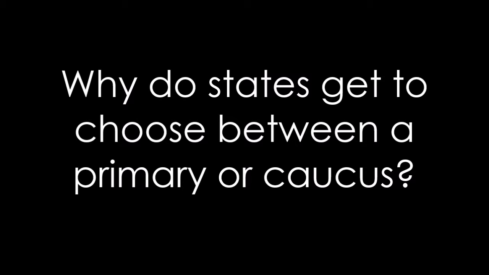I'm sure of the many things this video has made you wonder about, it has been nagging your brain as to why each individual state has the right to choose whether they would like to conduct a primary versus a caucus. We already went over why a state would choose one over the other, but how can a state just choose without consent of the government?